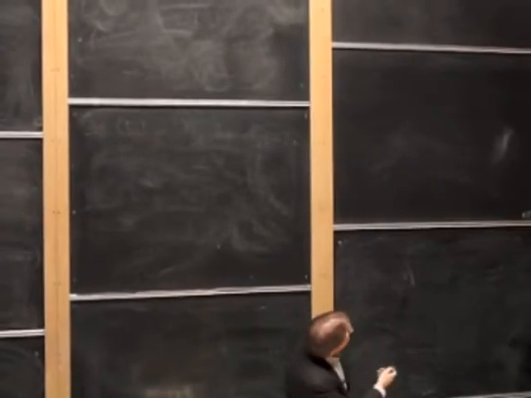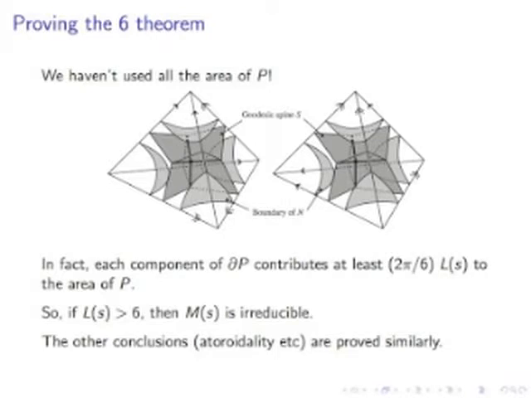Looking back at the case of the figure 8 knot, the ends sort of look like this, the light grey, but there's stuff which is missed out. And if you take account of the area of the surface in the bits that missed out, you get an improvement. You actually get that each boundary component of P contributes at least 2 pi over 6 times the length of S. So that gives you an improvement of our slope length by that factor.